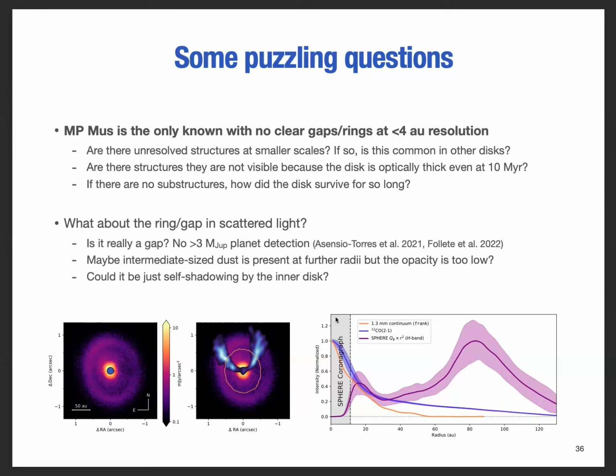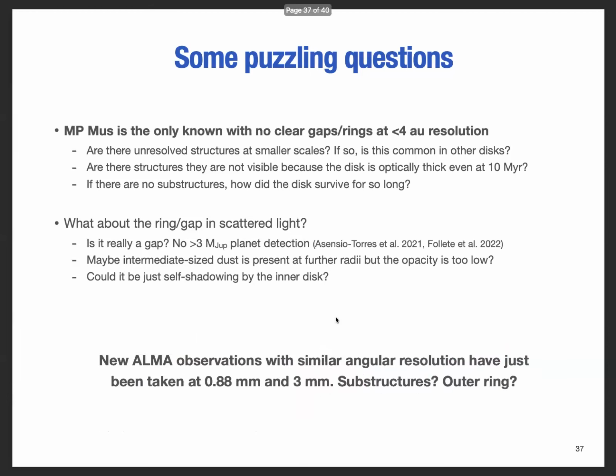If you have a disk and the inner disk is puffed up for whatever reason, remember this is scattered light, so that's light from the star bouncing off the small grains in the disk atmosphere, then a puffed up inner disk will cast a shadow. We don't know. And we have new ALMA observations that have just been taken at shorter and longer wavelengths with similar angular resolution. So maybe in about a year, I can tell you what the solution to this was.